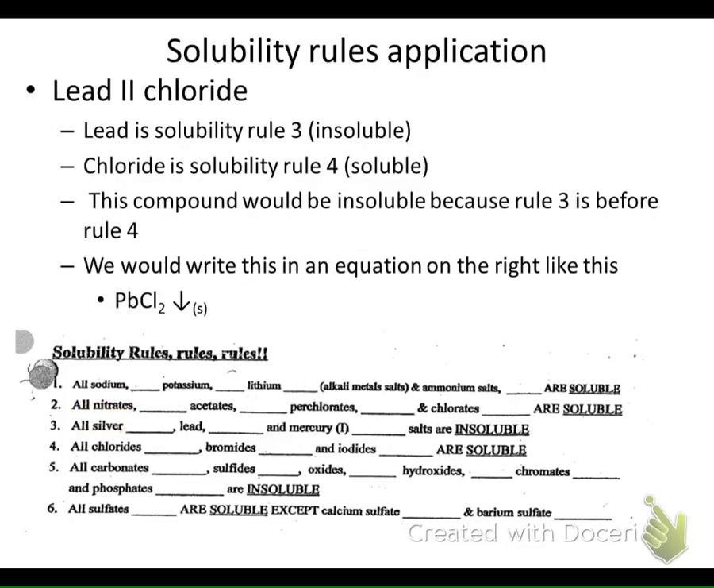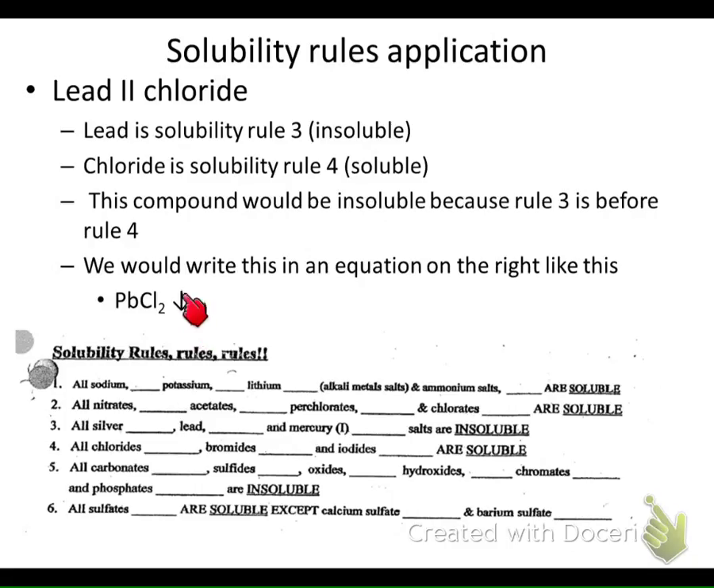So another solubility rule example here, lead chloride, lead(II) chloride to be specific. So lead is solubility rule 3, and it's insoluble, and chloride is solubility rule 4. So because rule 3 is above rule 4, this would be insoluble, and so we would write it with an arrow down on the right side of the equation.